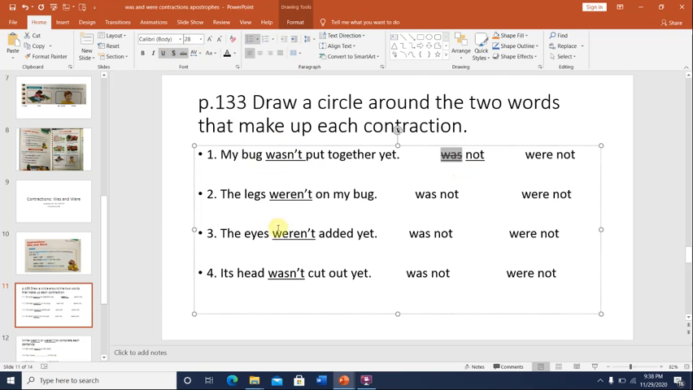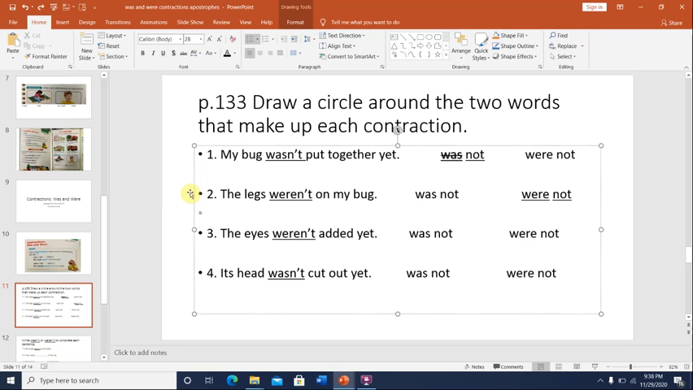Okay. Number two, the legs weren't on my bug. Okay, weren't is the contraction of was not or were not? Were not. Right? I think it's pretty clear. The words are the same. The only thing that is different is here we have an apostrophe instead of the O in not. Correct?